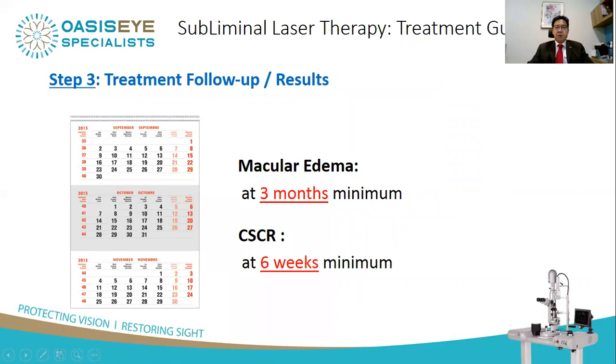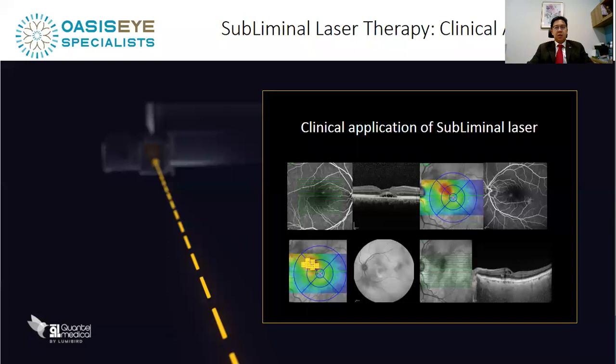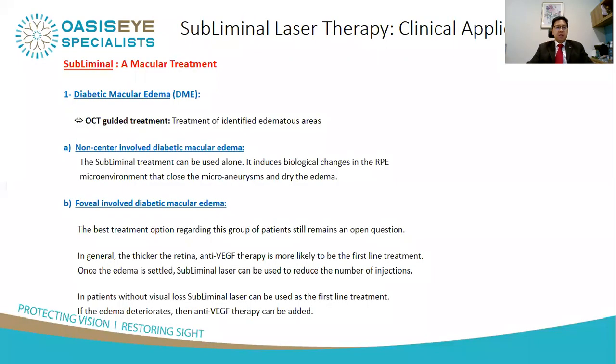How long should you wait after subliminal laser treatment? I will wait at least 3 months for diabetic macular edema and about 6 weeks for central serous chorioretinopathy. Here are some examples where you can use it. For diabetic macular edema, you don't need a fluorescein angiogram. The best patients that respond would be the non-center involved diabetic macular edema. And what it does is induce biological changes at the retinal pigment epithelium that close the microaneurysms, upregulate matrix metalloproteinases, and dry the edema.